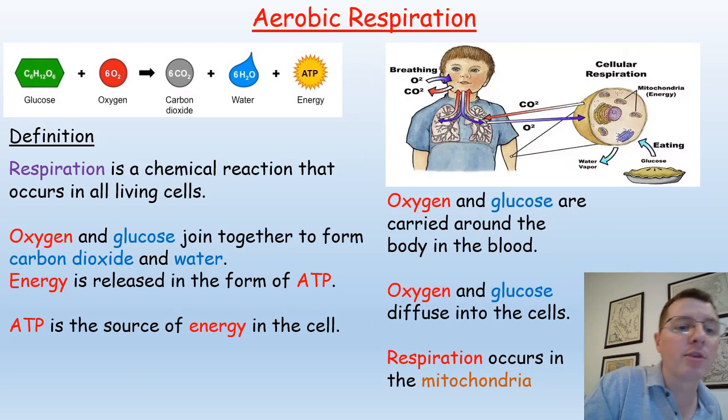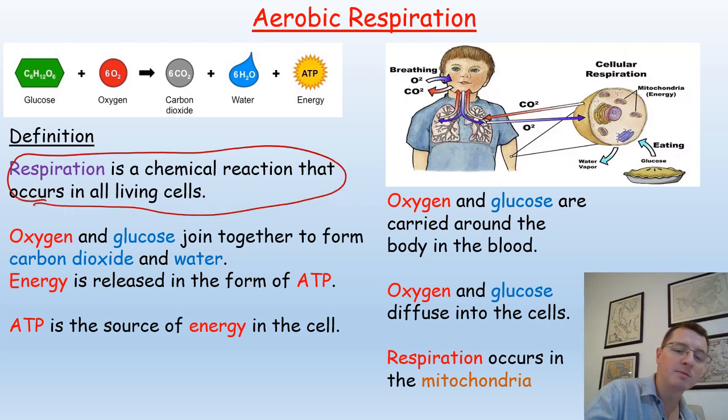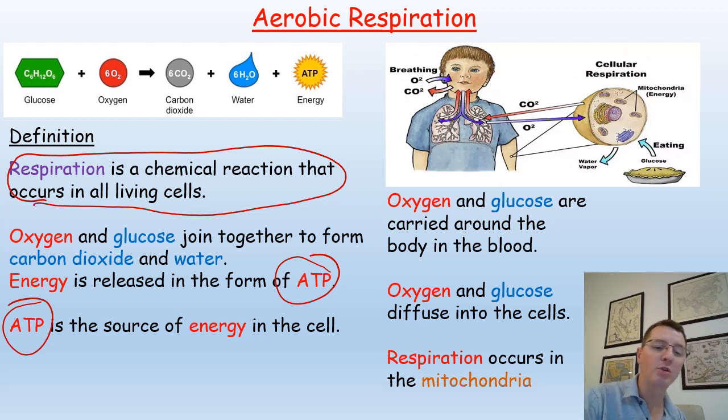So here are the answers. The definition of respiration is that respiration is a chemical reaction that occurs in all living things. And what happens during respiration, or describe what happens during respiration? Well, oxygen and glucose join together to form carbon dioxide and water, and energy is released in the form of ATP. ATP is a special chemical which is the source of energy in a cell.